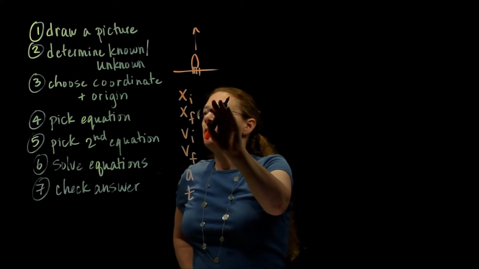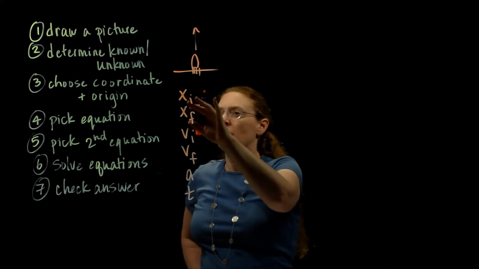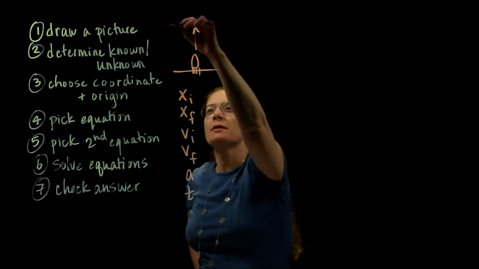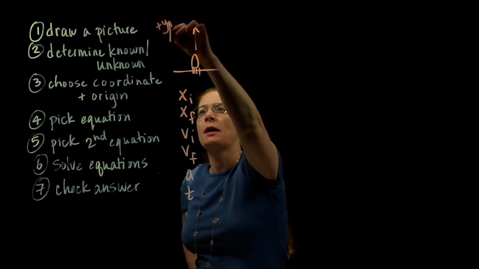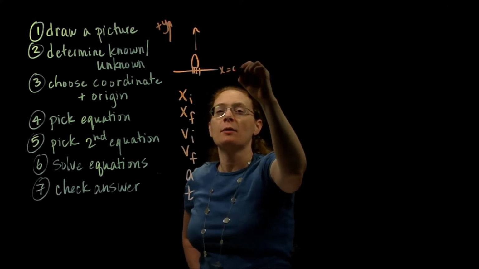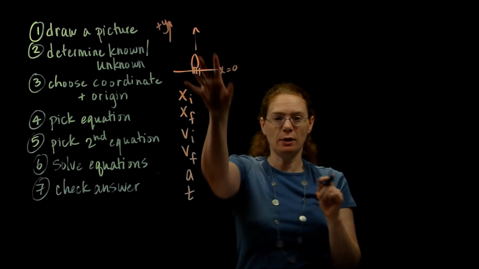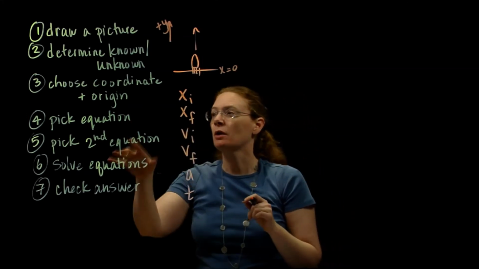All right, determine knowns and unknowns. Choose your coordinate system and the origin. I'll do that real quick. So I'm going to use my standard coordinate system where up is positive, and I'm going to say the ground is my origin. Okay, so put those on your picture so I know what you picked. Pick an equation, pick the second.